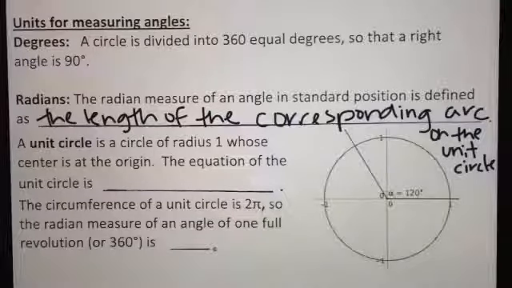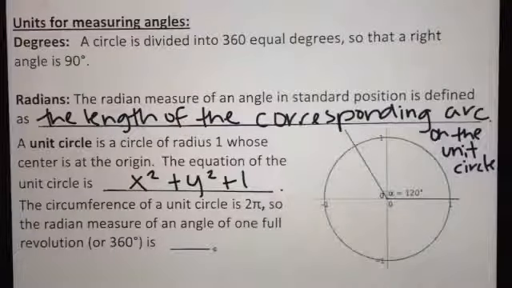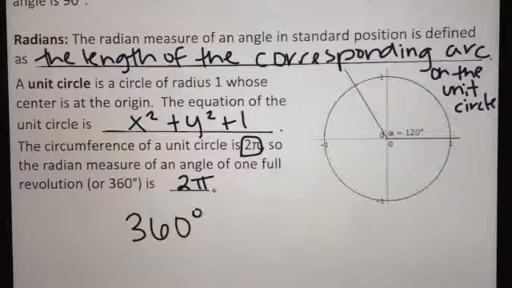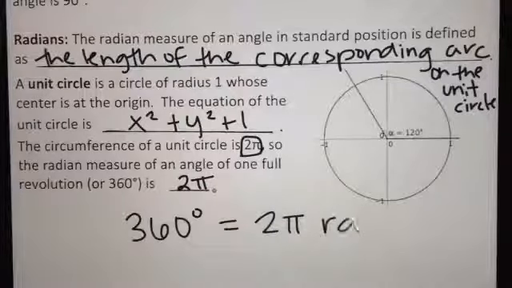So if we consider the unit circle, a unit circle has a radius of 1. That's why it's called a unit circle. And so the equation of a unit circle, if it's centered at 0, would be x squared plus y squared equals 1. The circumference of a unit circle is 2 times pi times r. Well, the r is 1. So the circumference of a unit circle is just 2 pi. So the radian measure of an angle of 1 full revolution, or 360, is 2 pi. So that means, you can go ahead and write this in that little space, 360 degrees exactly equals 2 pi radians. They are the exact same measurement.